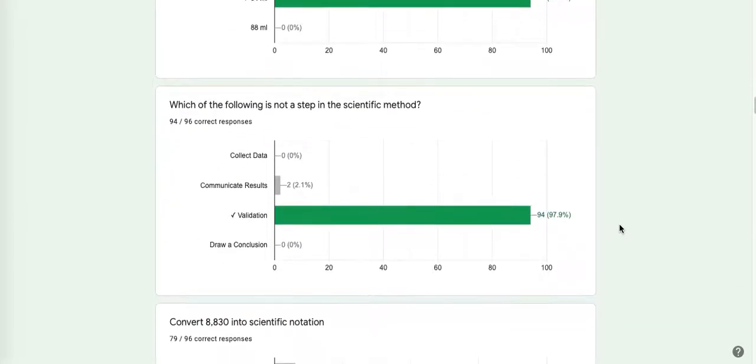Next question, which of the following is not a step in the scientific method? This is according to my notes. And in my notes, I have communicate results at the end. Validation is not a part of the scientific method. Draw a conclusion is a part, and collect data is a part.